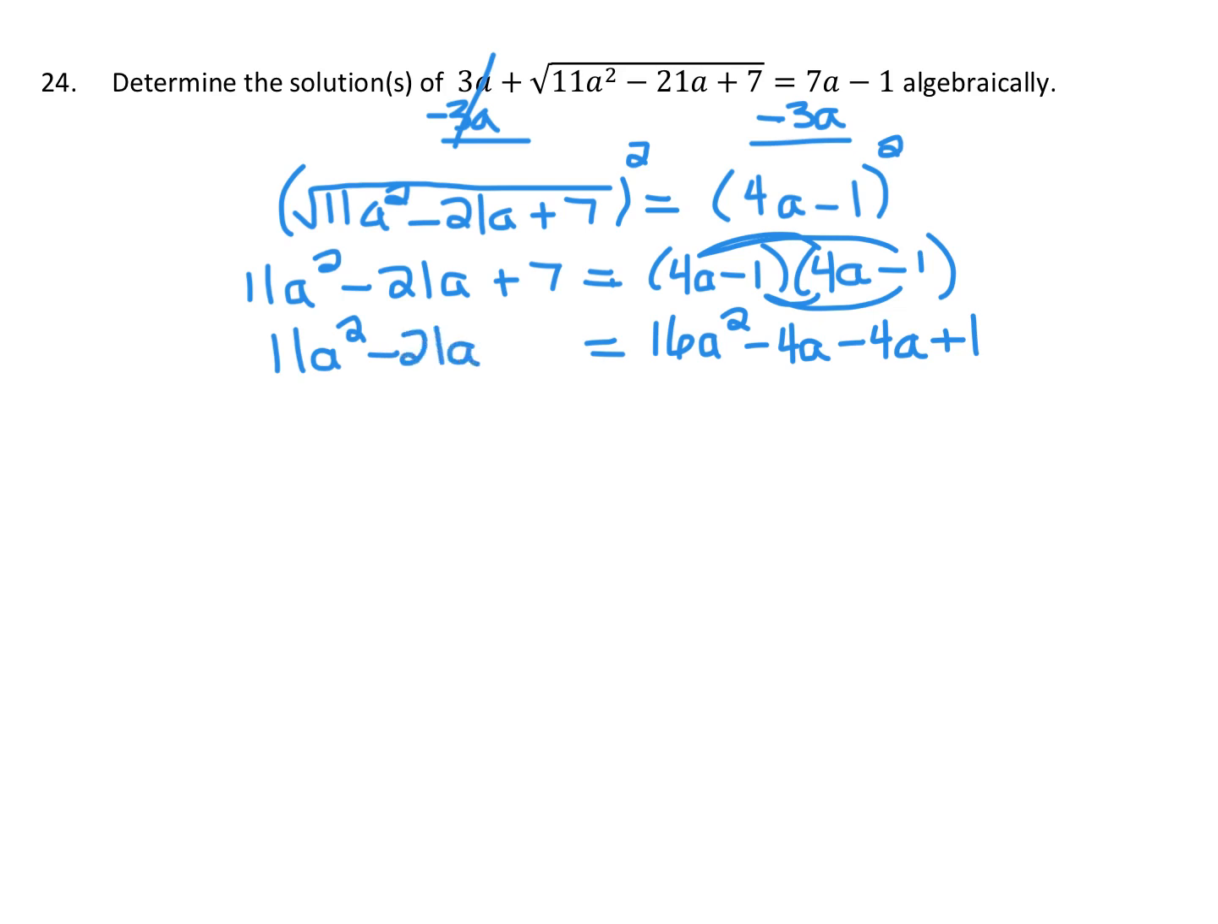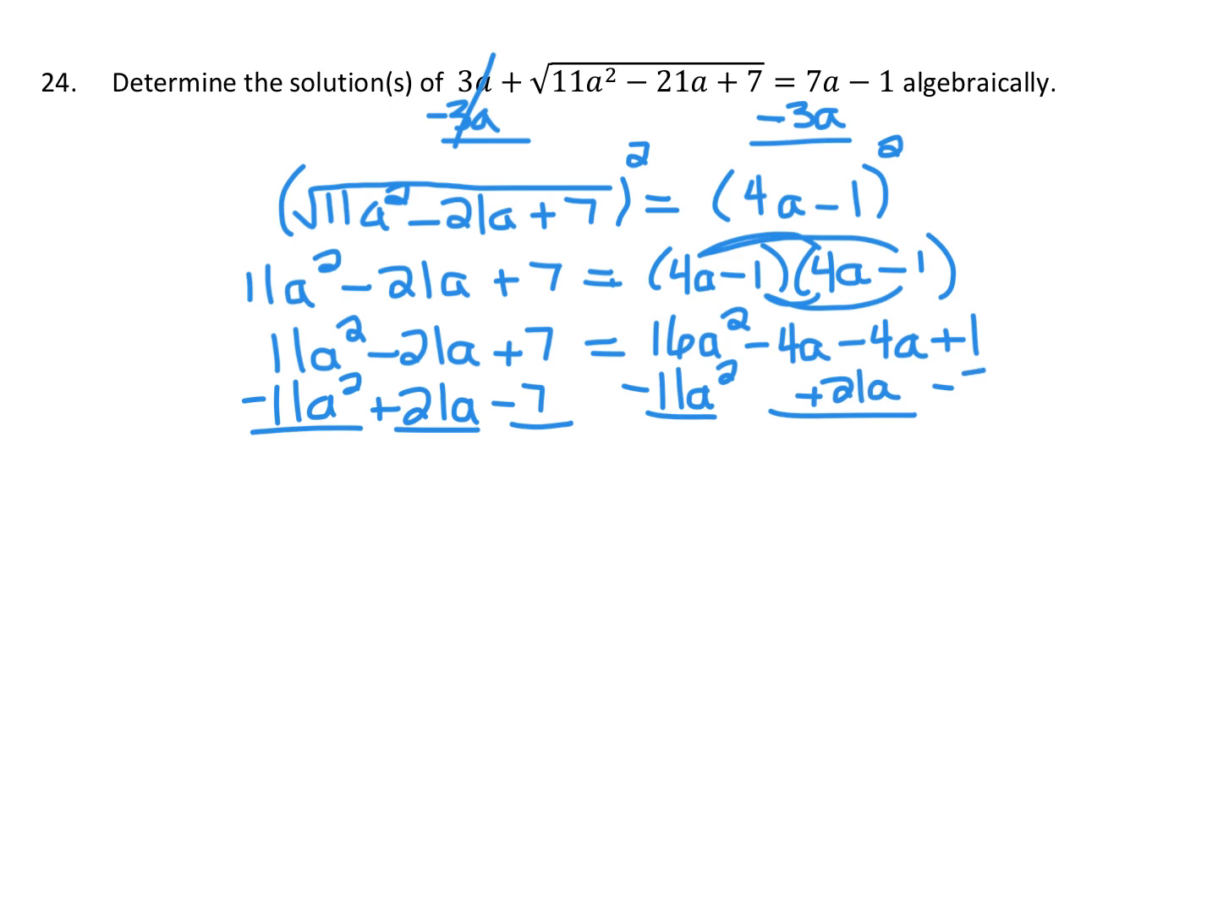Now, in addition to combining like terms, we also need to get everything to one side of the equation. And since this a squared term has a bigger coefficient in front of it than this a squared term, I'm going to bring everything to the right because I'm going to have a positive leading coefficient. So I'm going to subtract 11a squared from both sides. I'm going to line that up underneath my a squared term. I'm going to add 21a to both sides, which I'm going to line up underneath these two a terms right here. And then I'm going to subtract 7, which I'm going to line up right underneath my number.